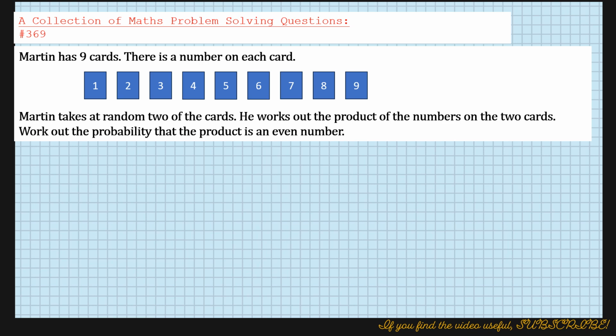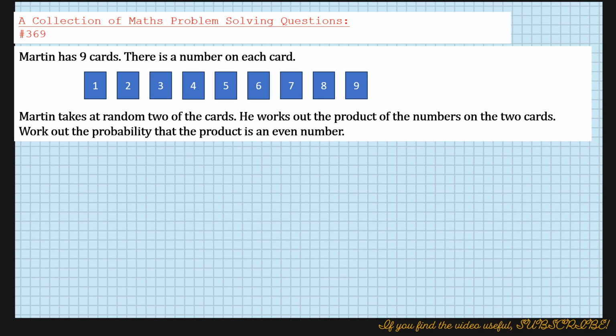Martin has 9 cards. There is a number on each card. Martin takes at random 2 of the cards. He works out the product of the numbers on the 2 cards. Work out the probability that the product is an even number.